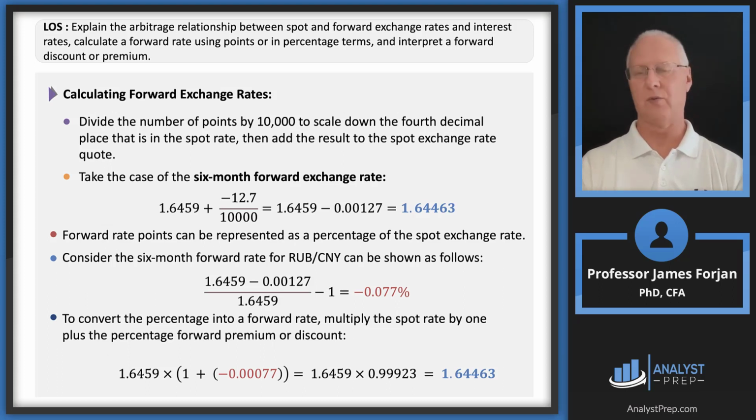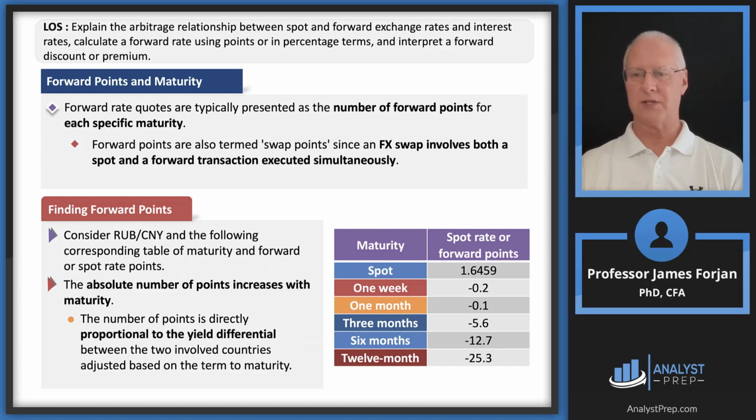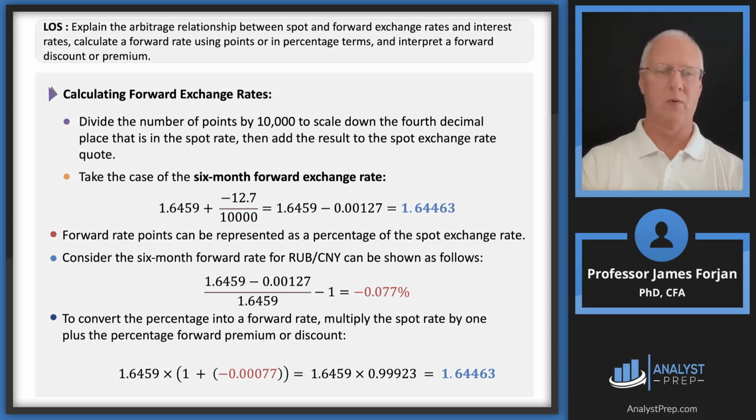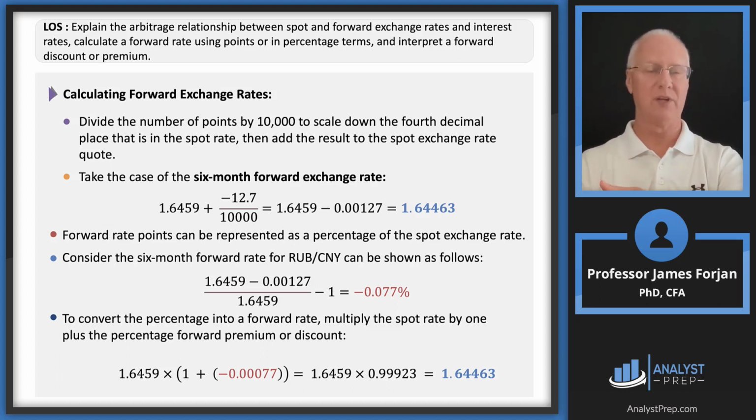And so here's just the way to do it. Let's go back to the 6-month rate. So we start with the 1.6459. What is that for 6 months? That's 12.7. So we're going to add, but it's a minus sign because it's a discount. So we say 12.7 divided by 10,000. And so there you go, 1.64463. That in blue there is a question at the end of this learning module. So I would make sure I know how to do that.